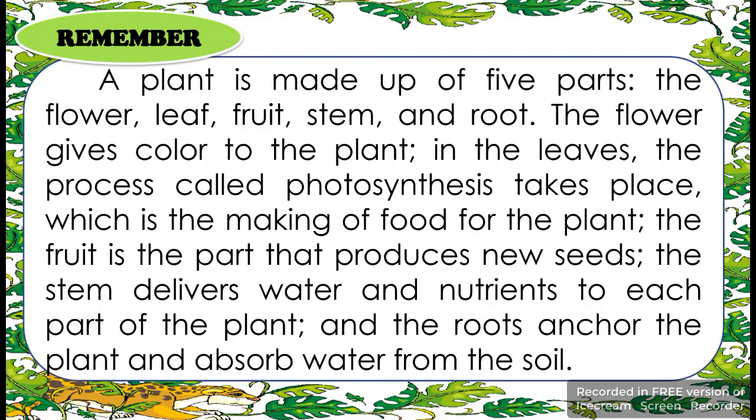Remember, a plant is made up of 5 parts: the flower, leaves or leaf, fruit, stem, and roots. The flower gives color to the plant. In the leaves, the process called photosynthesis takes place, which is the making of food for the plant. The fruit is the part that reproduces new seeds. The stem delivers water and nutrients to each part of the plant, and the roots anchor the plant and absorb water from the soil.